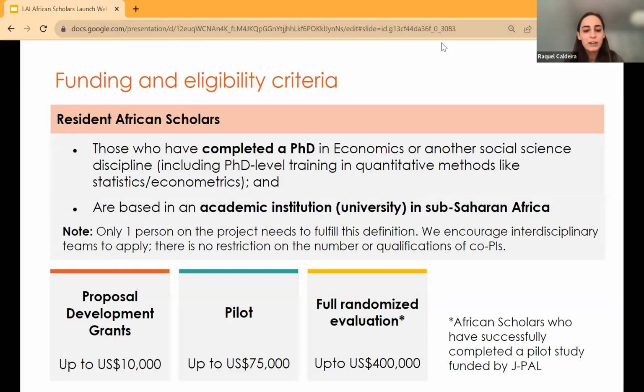There are 2 types of funding that you will be able to apply for: proposal development grants of up to $10,000 and pilot studies of up to $75,000. Scholars who successfully complete a pilot funded by JPAL are then eligible to apply for full randomized evaluation funding of up to $400,000. Next slide, please.